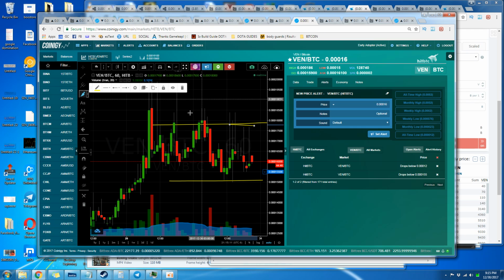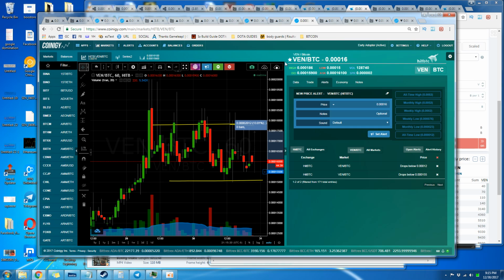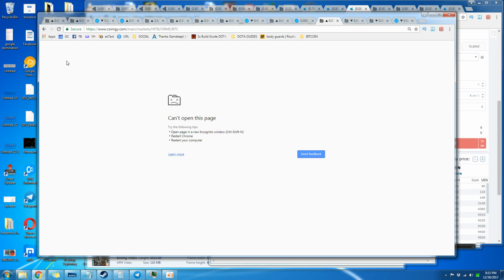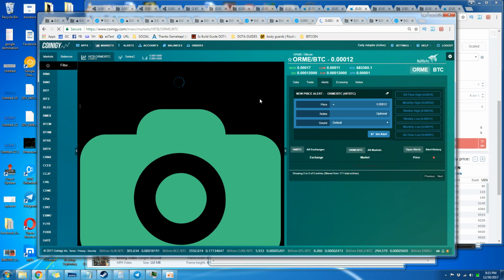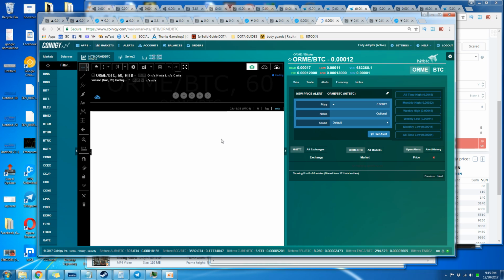Pretty decent percentages, and if we look, it's 15% or so. More like 10%, isn't it? No, that's 13%. Small percentages, small trades, just making a little money here and there. I think today I might have made about $100 doing this.